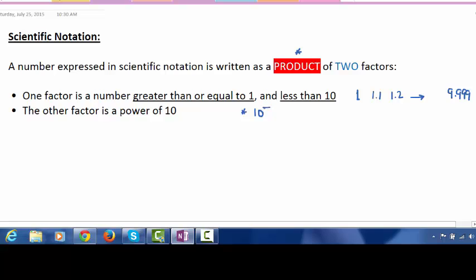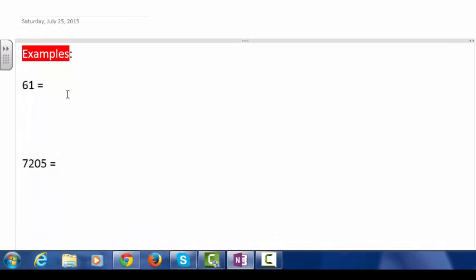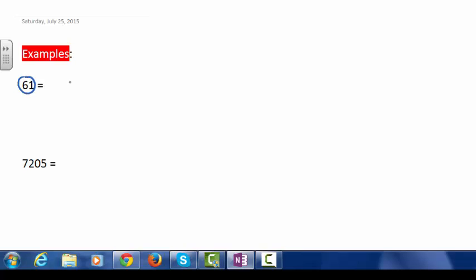So let's understand this in detail with one example. Example: 61. It's not in scientific notation. I need to transfer it, and when we transfer to scientific notation, don't forget, at the end it has a value of 61. I cannot change the value. So 61, as you can see, is more than 10. We need a number that is between 1 and 10.